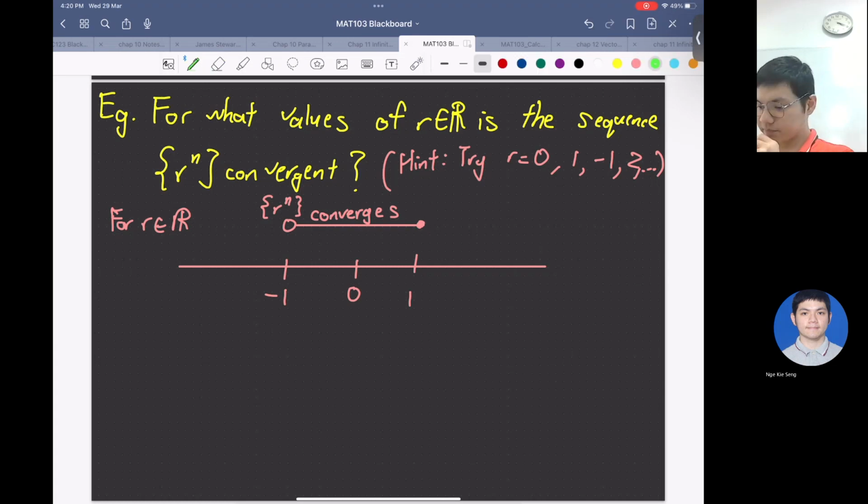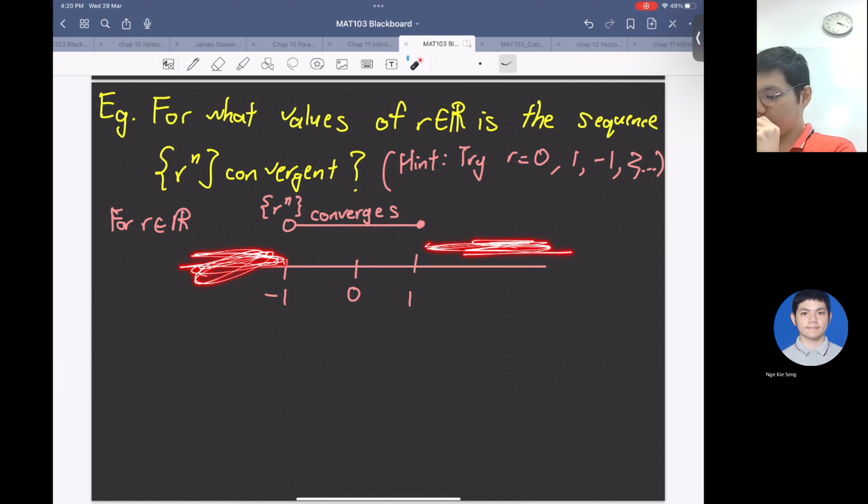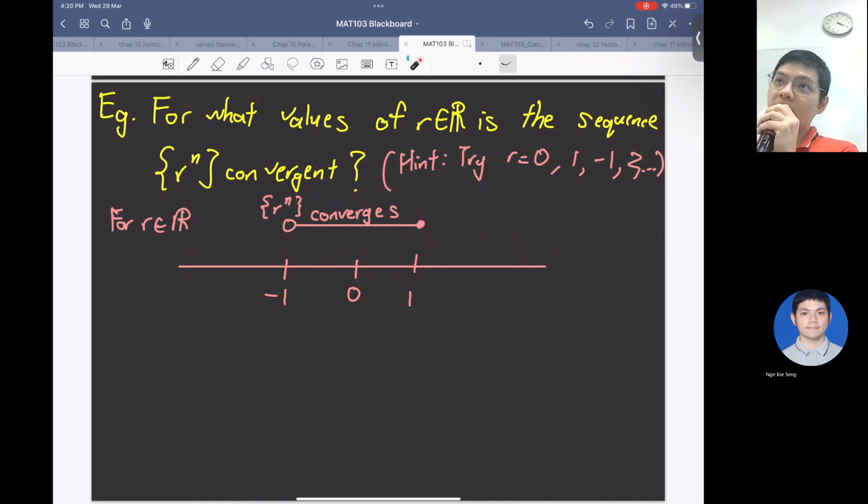Let us discuss. There are a few things to do here. If you want to say that it converges here, that means you need to show that everything less than -1 diverges and anything more than 1 diverges. It converges at 1 and between -1 and 1. So you need to show all these one by one. Let's write down the algebraic form.